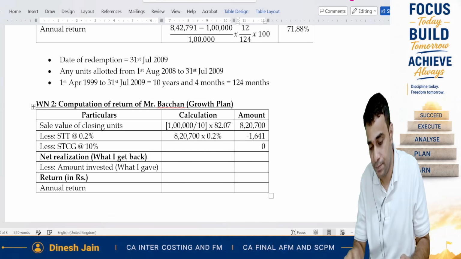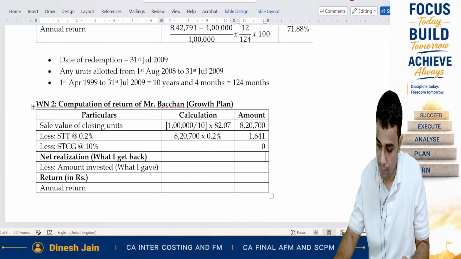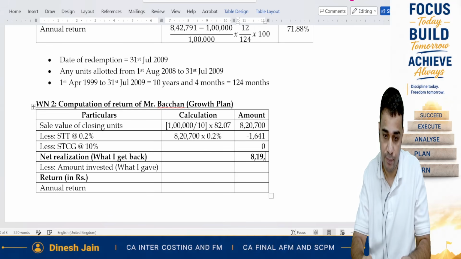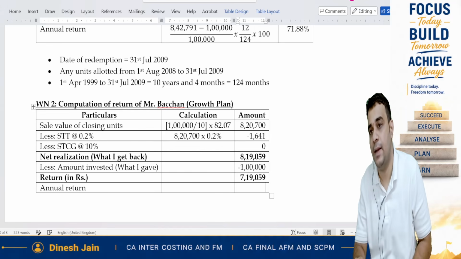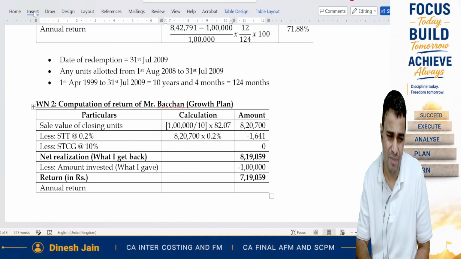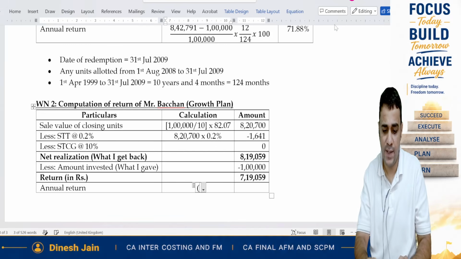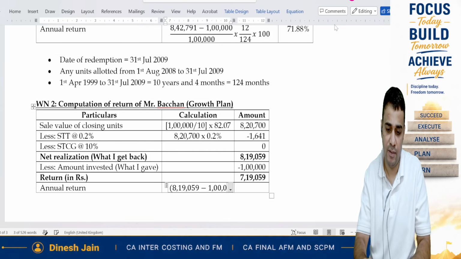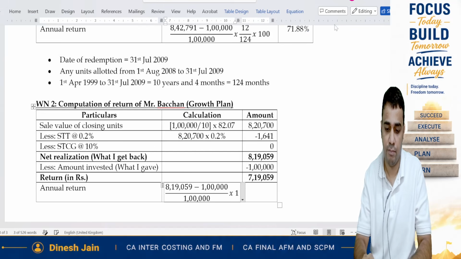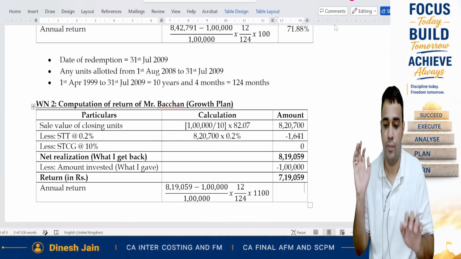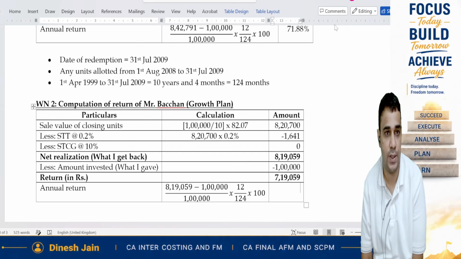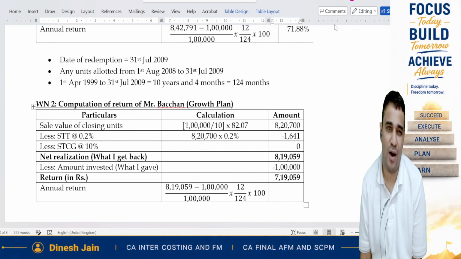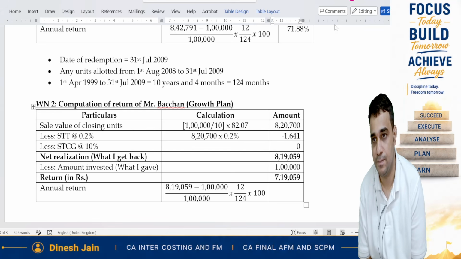Net realization is how much? 819. Invested is 719059. Same logic. Growth plan will save a lot of time. We save a lot of time because I don't do any of the units calculation. Bonus plan also is not very tricky, but we had to do the calculation first.